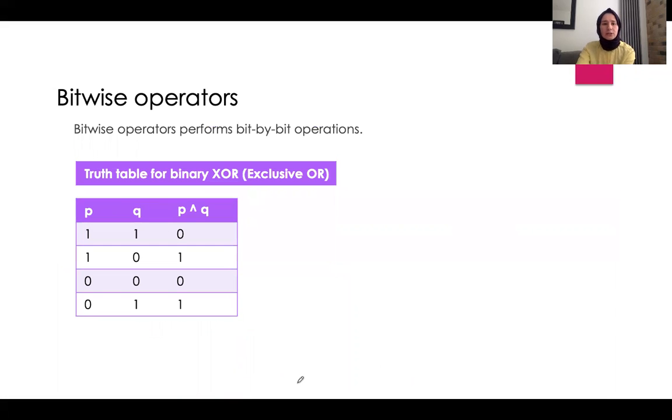And also there are bitwise operators, and bitwise operators perform bit by bit operations. This is a truth table for binary XOR. We have the P and Q values: 1, 1, and 0, 0, and 1, 0, and 0, 1. P XOR Q: 1 XOR 1 equals 0, 1 XOR 0 equals 1, 0 XOR 0 equals 0, 0 XOR 1 equals 1.